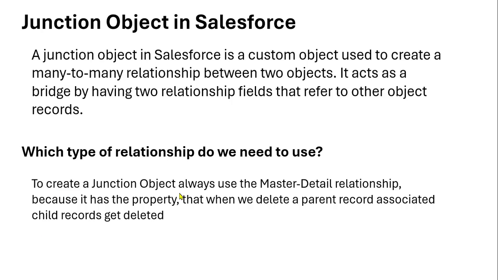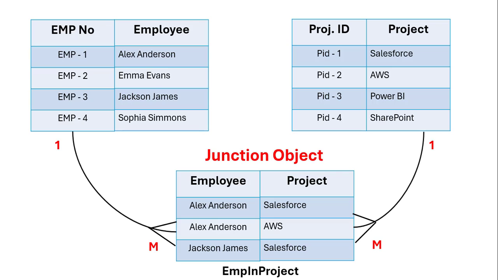So to create the junction object, always use master-detail relationship, because it has a property that when we delete the parent record, the associated child record gets deleted. So why do we need to use master-detail relationship between the junction object and the other object? Let's understand this. There is a property of master-detail relationship: when we delete the parent record, the associated child record gets deleted.